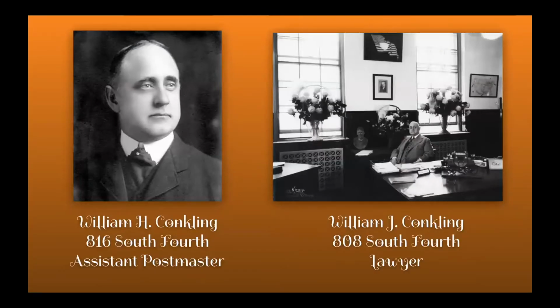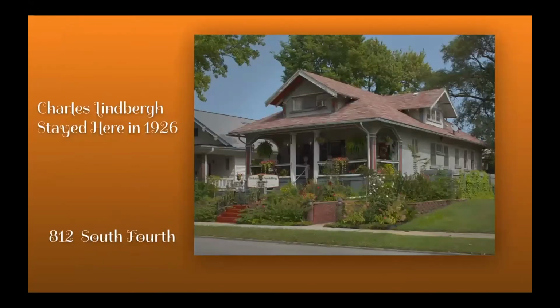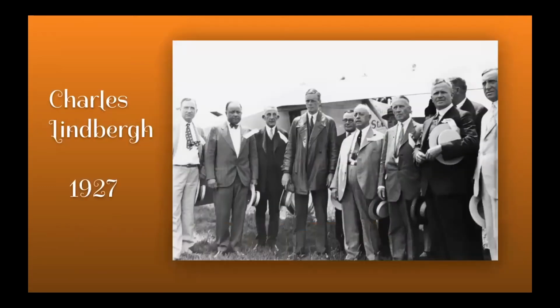William J. Conkling, 75, another lawyer, could have been walking with his son, William H. Conkling, who was 44 years old, as they lived next door to each other on 4th Street. Young William served as assistant postmaster. Charles Lindbergh stayed at William H. Conkling's house in 1926, as seen in this picture of today.